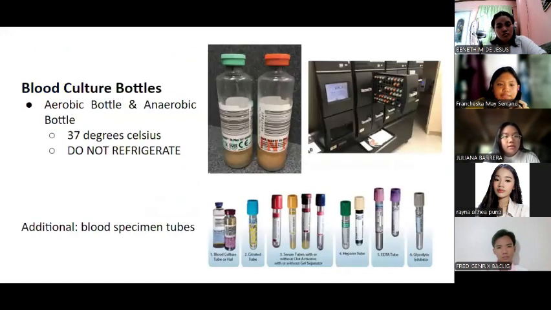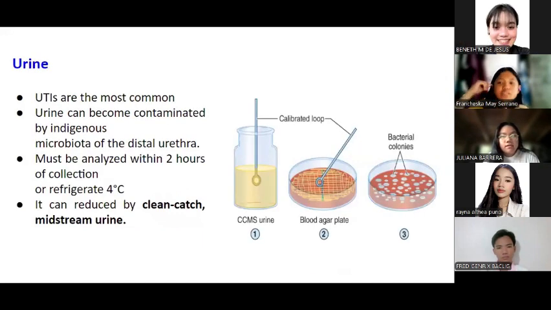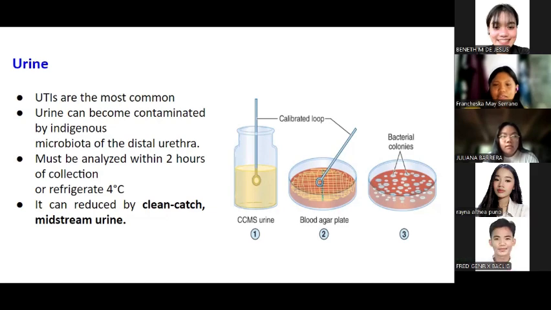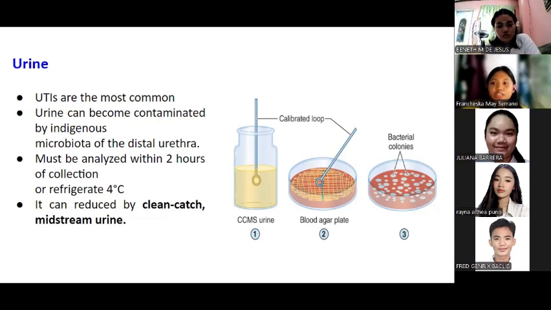Next is urine. Urine is another specimen that is most commonly collected from a client or patient, and one of the most common reasons is UTI. As nursing students, we were taught that we are the ones who instruct or educate the patient on how to properly collect a urine specimen. It should be a clean catch midstream urine, because the distal urethra has its own endogenous microbiota.